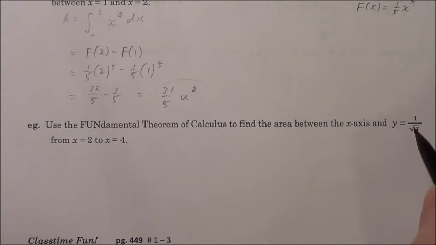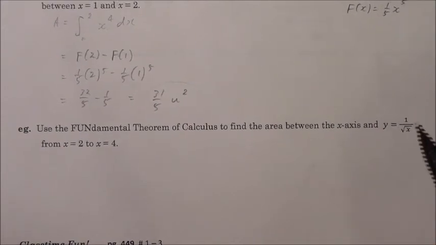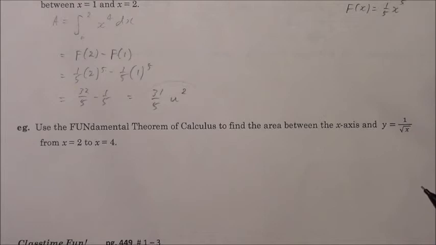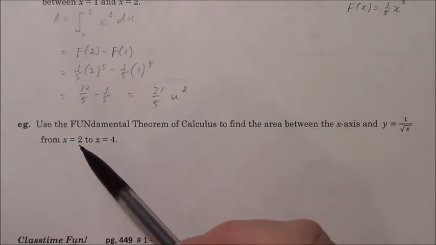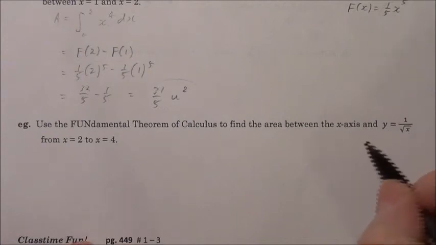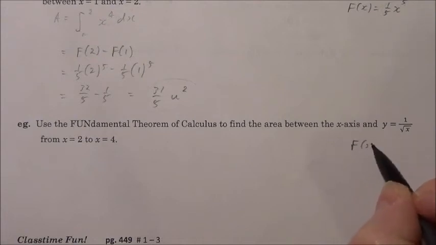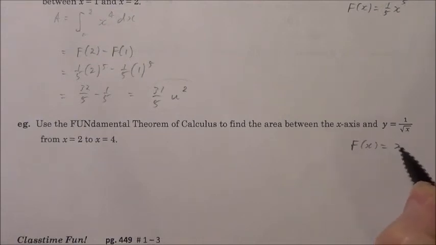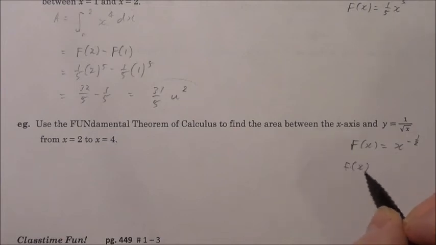So again, now what we need to do is, we know we're trying to find the antiderivative, and we're evaluating it from x equals 2 to x equals 4. So I always like to change this to x to the negative 1/2, just to change it from radical form into exponent form, and then the antiderivative F of x, well, we'd have to add 1 to the exponent. So if we add 1 to negative 1/2, we get 1/2.